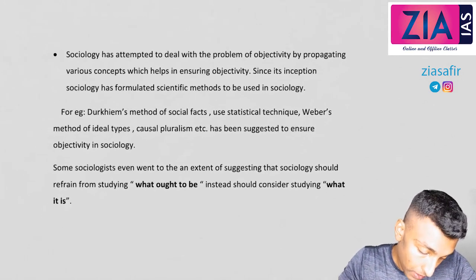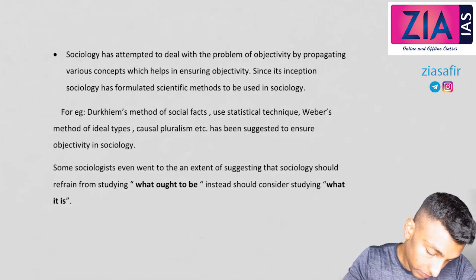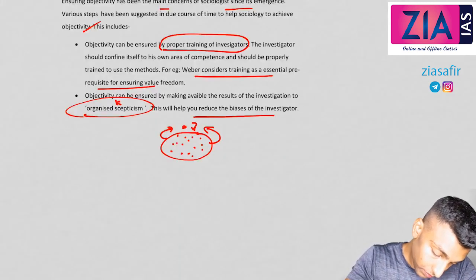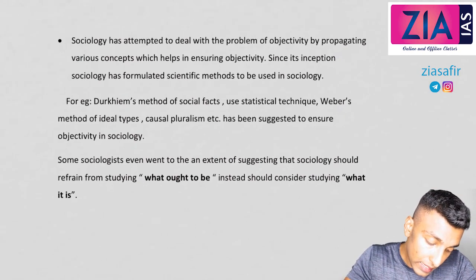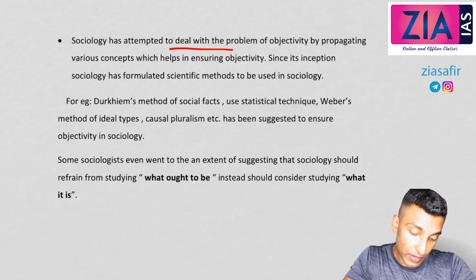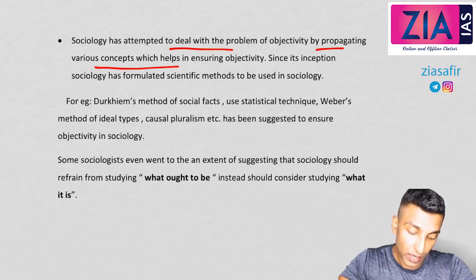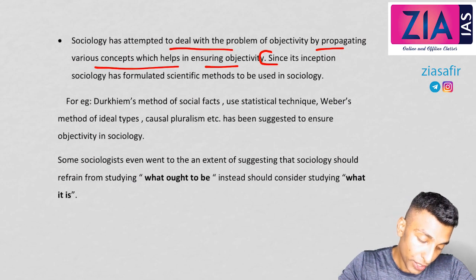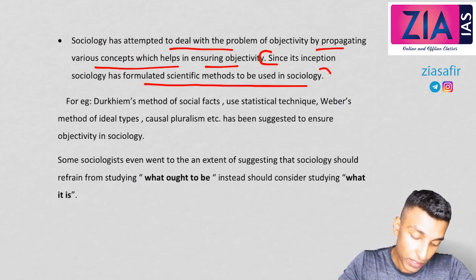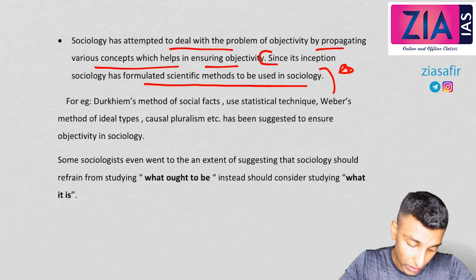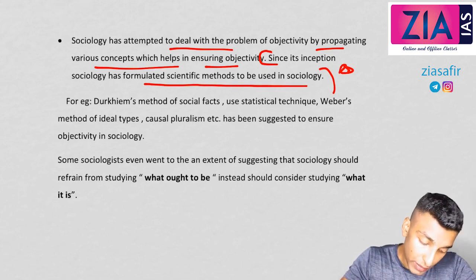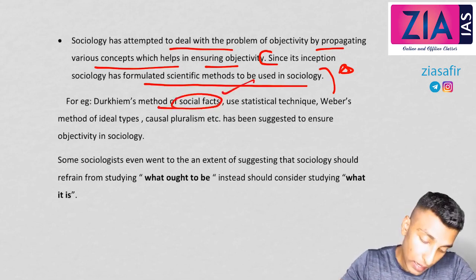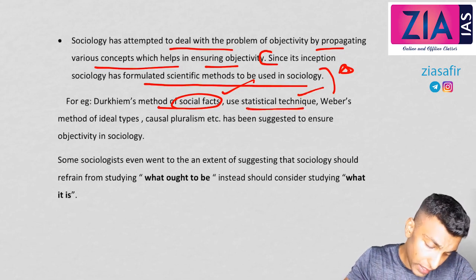Then, sociology has attempted to deal with the problem of objectivity by propagating various concepts which help in ensuring objectivity. Since its inception, sociology has formulated scientific methods to be used in sociology. So scientific methods. Now, for example, Durkheim's method of social facts, we'll study this in detail. Statistical techniques, we'll study all these in detail.